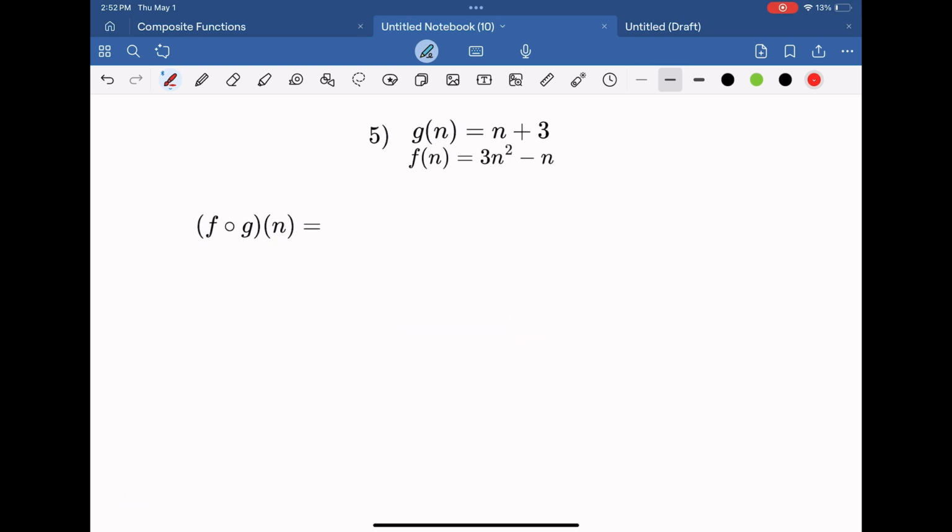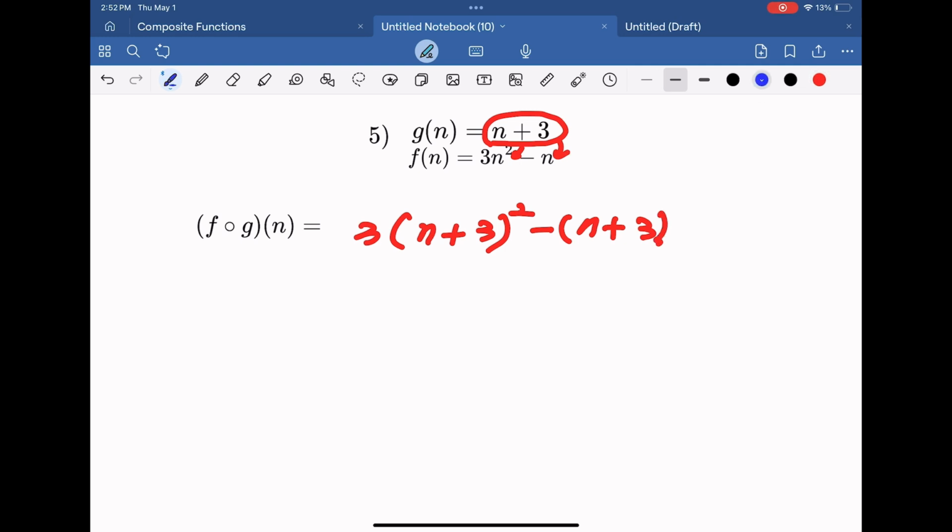Next one, number 5, f of g function. So we replace every n in f function with g function. So n plus 3 is g function. So 3 times (n plus 3) squared and minus (n plus 3).